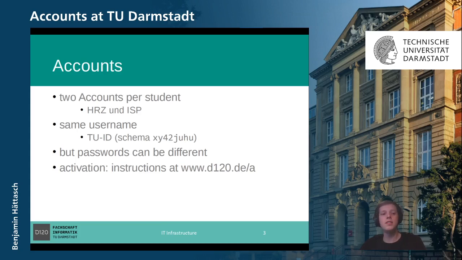We compiled a list of instructions how to activate those two accounts on d120.de/a, and we would like you to go through these instructions and follow them. So first activate your TUID, therefore you need a letter you were sent, and then activate ISP account and do some other things like mail forwarding.